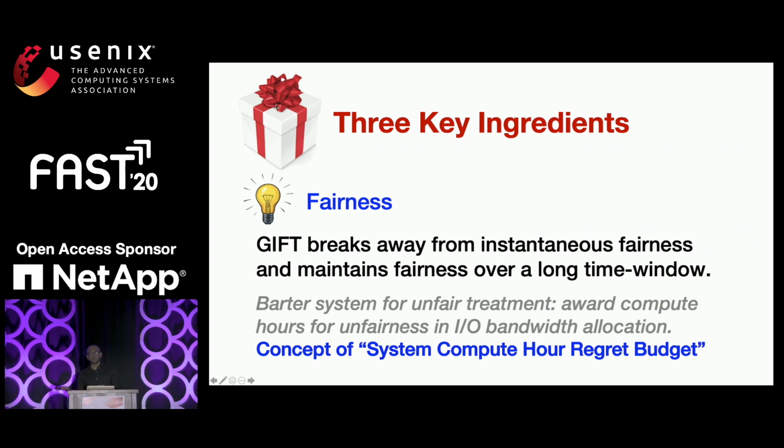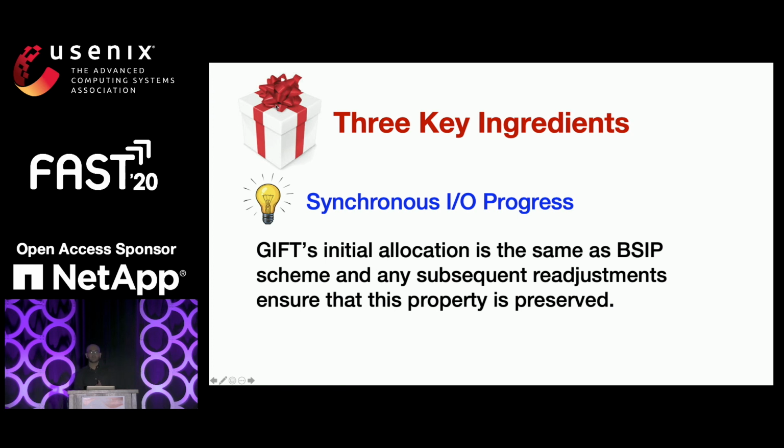And as we will see in our evaluation, this number is actually minimized as much as possible. It's just there to give the system an incentive to be fair to the applications. The second ingredient is the synchronous I/O progress. So we know that GIFT's initial allocation should be the same as BSIP, which is basic synchronous I/O progress, which was the second policy that we saw.